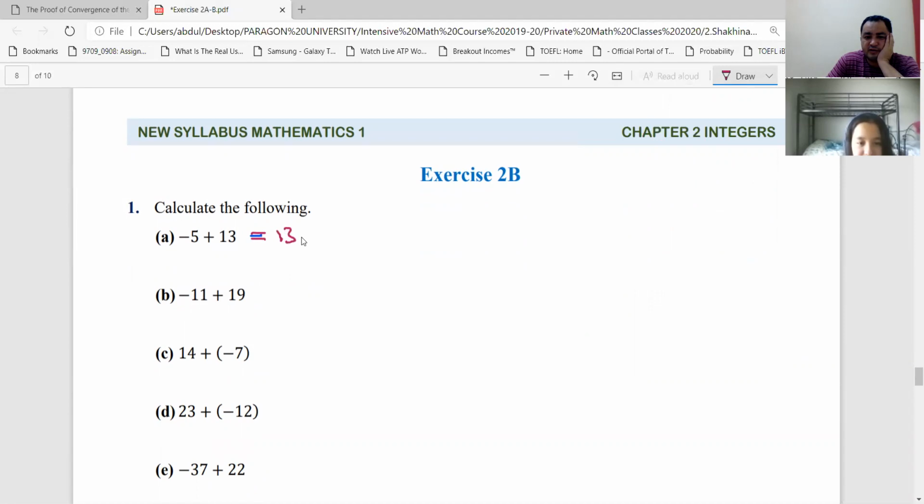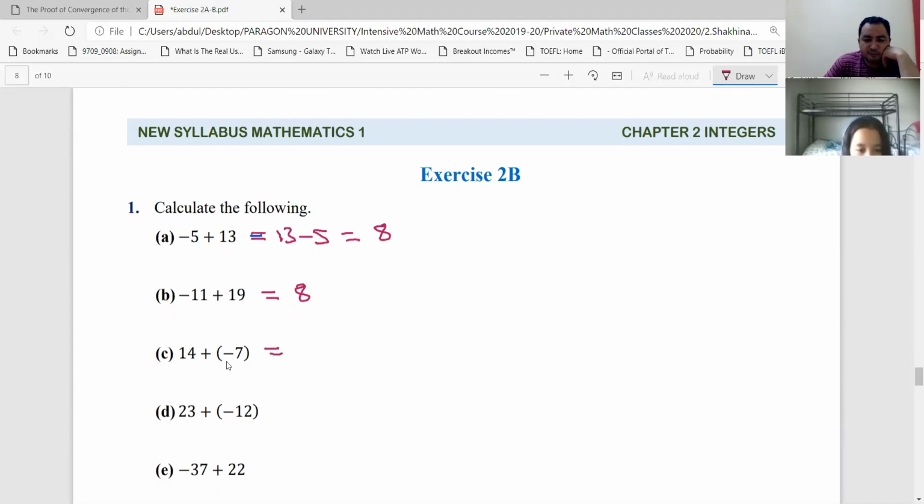That means negative 13 minus 5, which is equal to 18. Oh, 8? Okay. Minus 11 plus 19, that's 8, right? Because this one is greater. Signs are opposite, we always subtract. 19 minus 11 is 8.